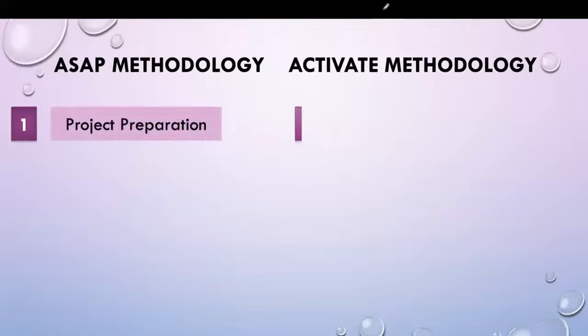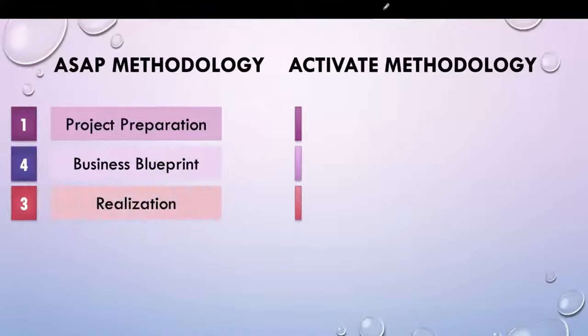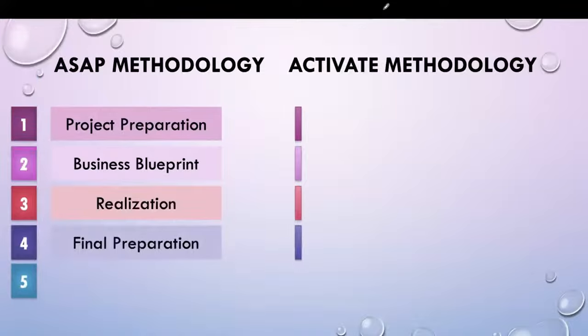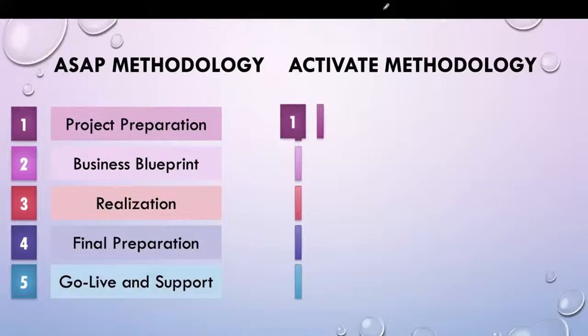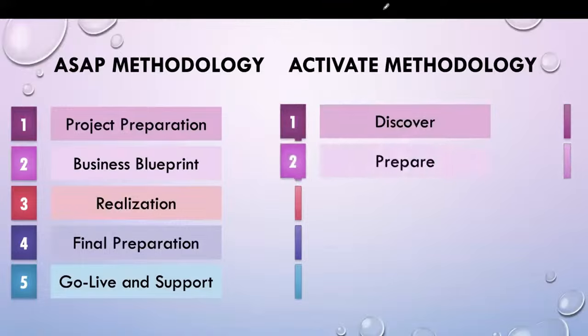So SAP methodology, we know, starts with project preparation and business blueprint, realization, final preparation, then go live and support. In Activate methodology also, there is a discover phase and prepare. Here, business blueprint is almost not available because there's a different solution document. But before that, business and IT teams will do workshops about fit gap analysis. So that's a major difference you can observe in Activate methodology.